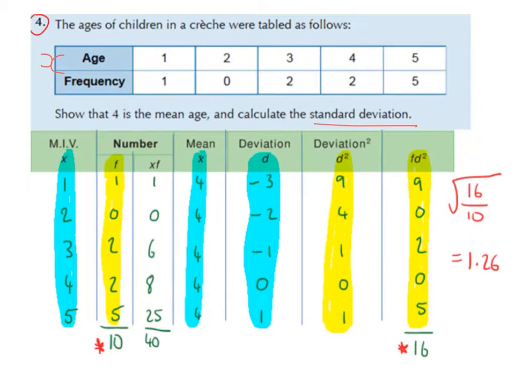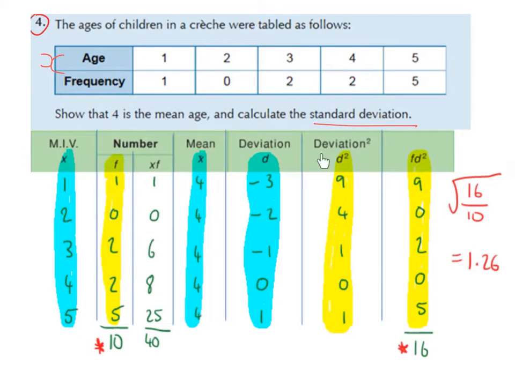So then our next column is the mean, which is x bar. So we just have 4 listed all the way down. Then our D column, or deviation or difference, is going to be our x values minus our mean. So 1 minus 4 is minus 3. 2 minus 4 is minus 2. 3 minus 4 is minus 1. 4 minus 4 is 0. 5 minus 4 is 1.